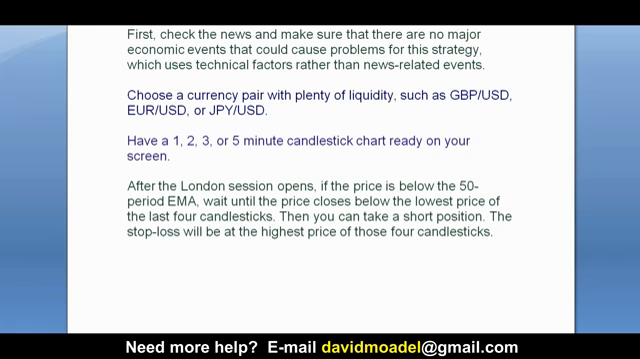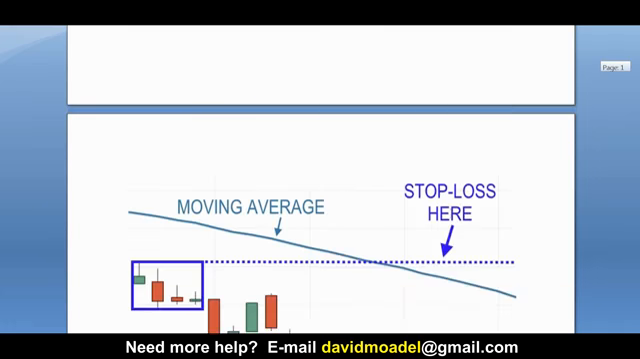Find the lowest price, including the wick or shadow, of those 4 candlesticks, not just the body. Then you can take a short position if it closes below the lowest point of the last 4 candlesticks. This is all only if it is below the 50-period EMA. So then you can take a short position, and your stop loss will be at the highest price of those same 4 candlesticks, including the wicks or shadows. Okay, and I'll show you what that looks like.